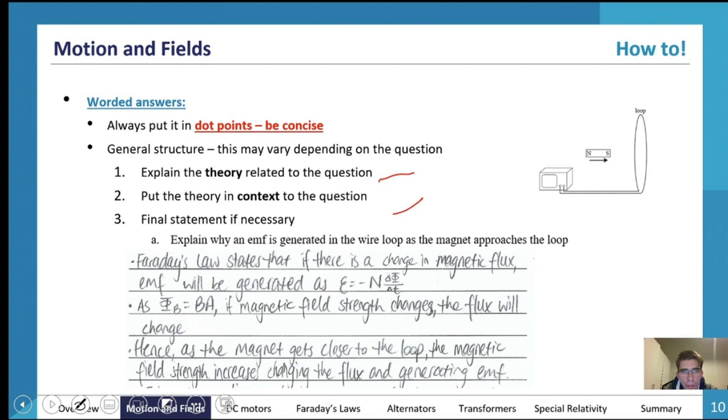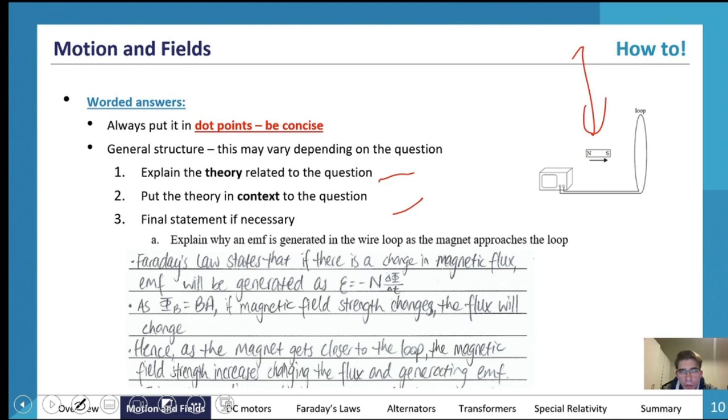For example, if the question asks, explain why an EMF, an electromotive force, is generated in the wire loop as the magnet approaches the loop, we're talking about Faraday's and Lenz's law. You need to say the theory. Faraday's law states that if there is a change in magnetic flux, EMF will be generated according to the formula EMF equals N multiplied by change in flux over change in time.